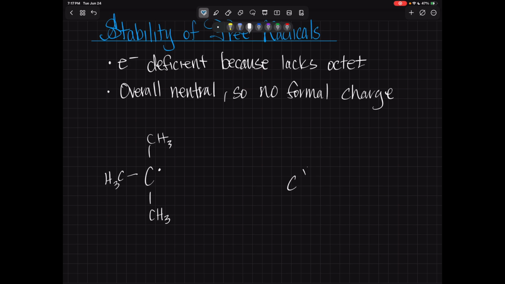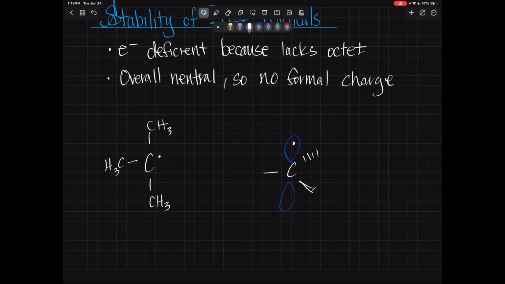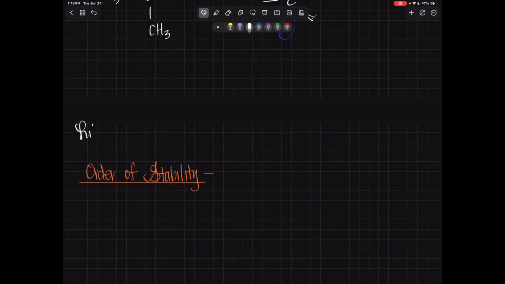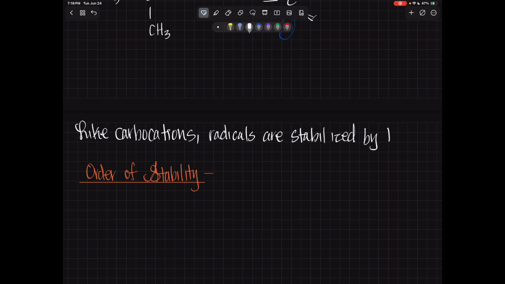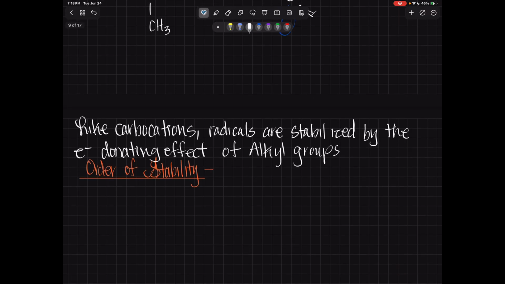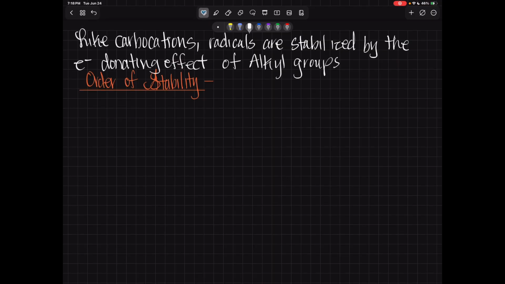Let's draw this in 3D for you. And you're going to have this p orbital with just 1 unpaired electron in it. Like carbocations, radicals are stabilized by the electron donating effect of alkyl groups, which are just carbon groups, right? So if carbon next to a carbon, that's an alkyl group. So the order of stability for free radicals is going to be the same as carbocations.